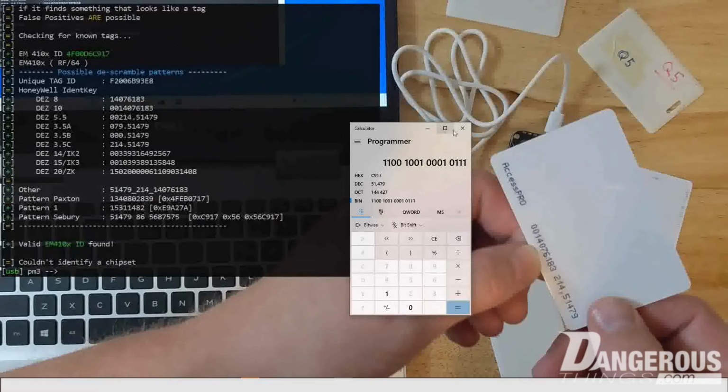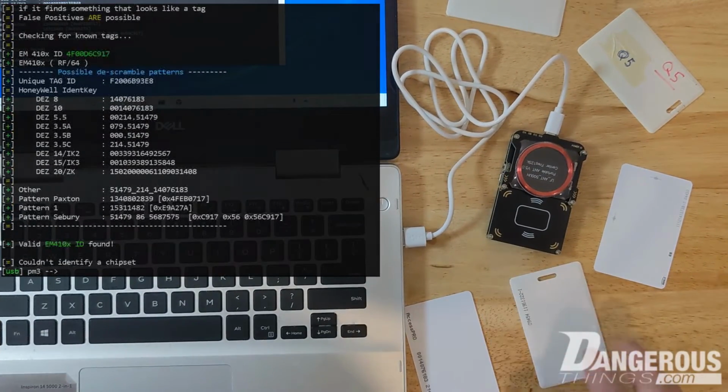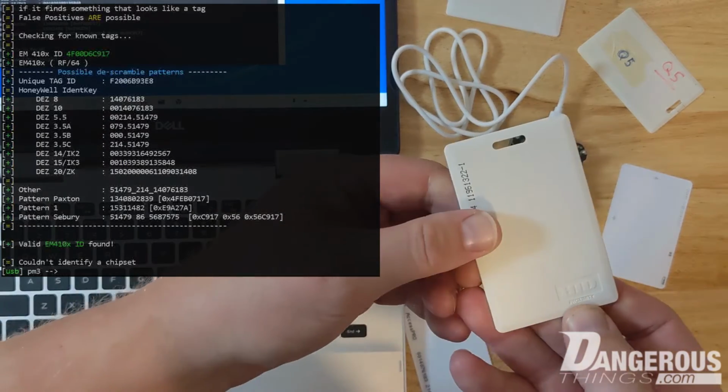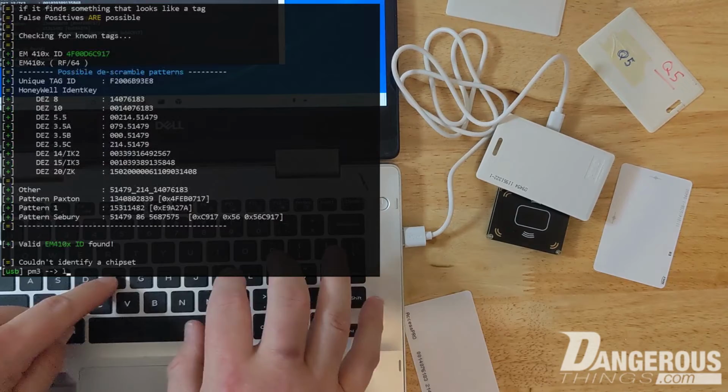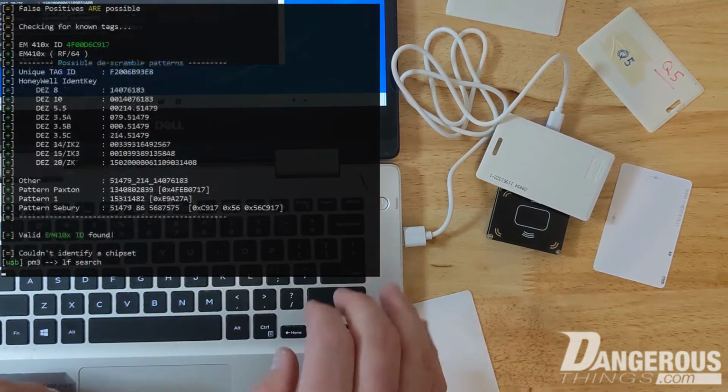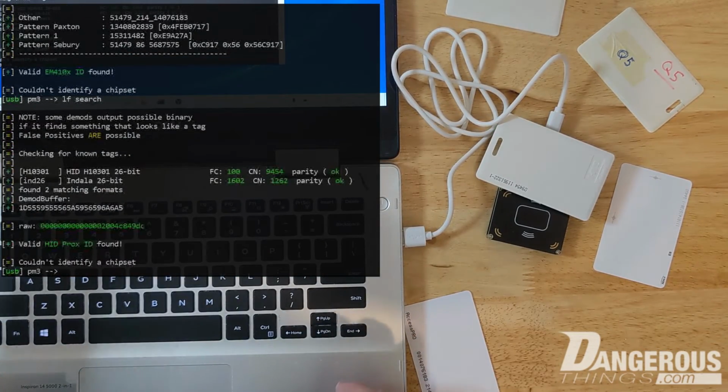All right, let's get back to the video. So let's go ahead and take a look at this. This is an HID card with a number printed on it. We'll set it on the LF thing. Again, LF search. So we see, yep, it found an HID card. There's the raw data there.